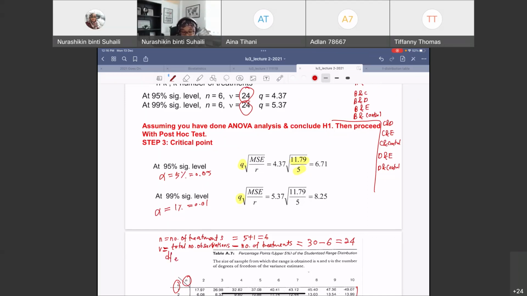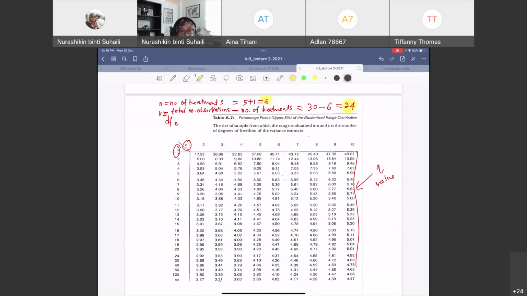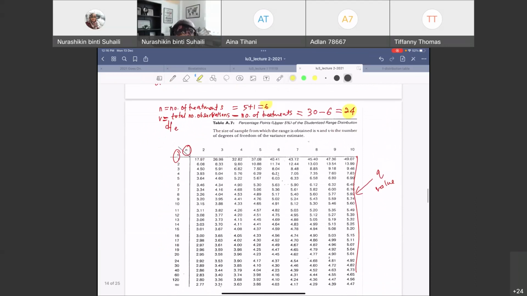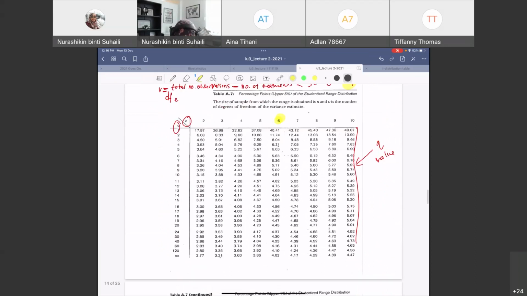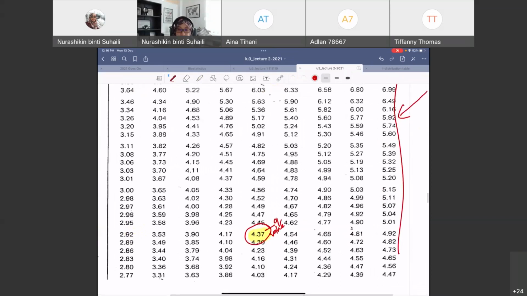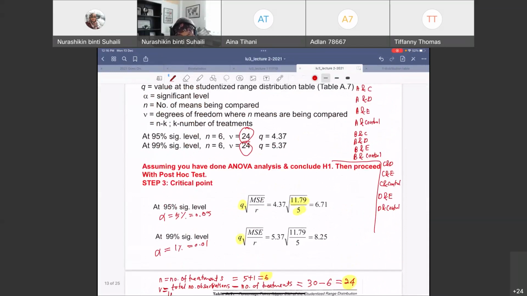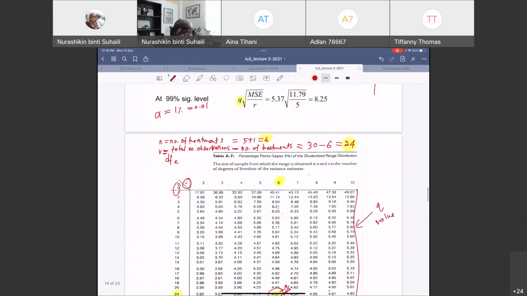Okay, so by knowing these two values, 6 and 24, that's how you refer when you are finding the Q value. Okay, N is 6 and B is 24. Okay, 24 is here. So this is the Q value that you are looking for. So you substitute the Q value into this formula. Oh yeah, this one is for 5%.